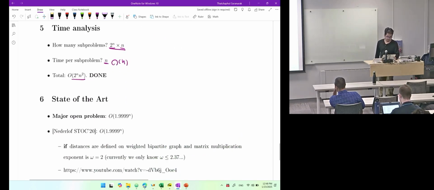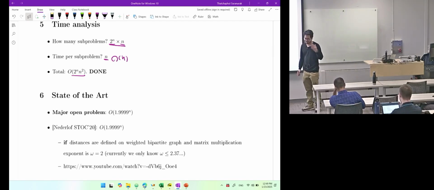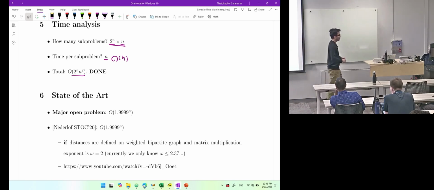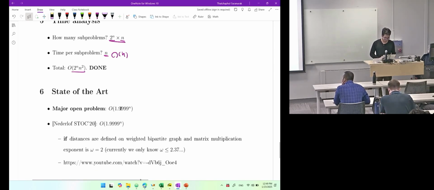Okay. So this is the state of the art, right? The traveling salesman problem is such a classical problem, one of the first NP-hard problems, and people have tried hard to improve upon 2 to the n. No one knows how to do this yet. It's a really nice open problem, but 5 years ago, people could improve this running time on special graphs, when the graph is bipartite, and if you assume that you can multiply matrices really fast. So yeah, it's pretty open basically. Okay.